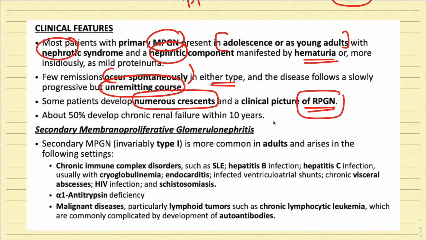Now secondary membranoproliferative is nothing but type 1 only, but where a particular cause is known. For example, it will occur secondary to chronic immune complex disorders like SLE, hepatitis B, cryoglobulinemia, or because of alpha-1 antitrypsin deficiency, or because of any underlying malignant disease, for example CLL. Basically in secondary membranoproliferative glomerulonephritis, all signs and symptoms will be the same as type 1. They are more common in adults and are secondary to certain causes.